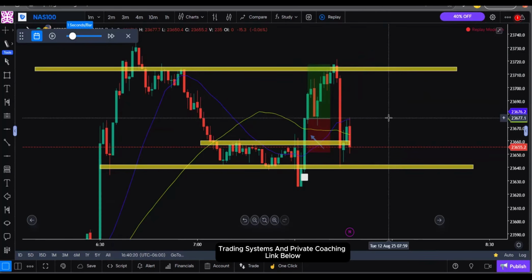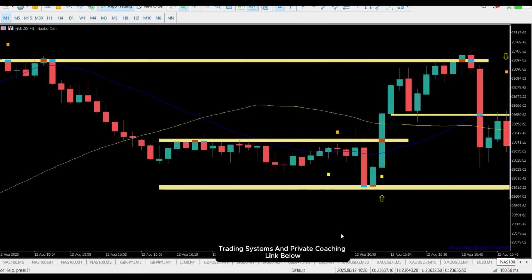Okay guys, now we got another signal, and right here, as you can see, we got another signal, and it's also valid because now it's rejecting this level. And we have some room to this support down here. So now let's go back.